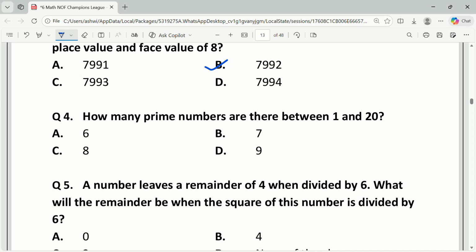A prime number is a natural number greater than 1 that has no positive divisor other than 1 and itself. The prime numbers in the list are 2, 3, 5, 7, 11, 13, 17, and 19. That is 1, 2, 3, 4, 5, 6, 7, 8. So the answer is C, 8.